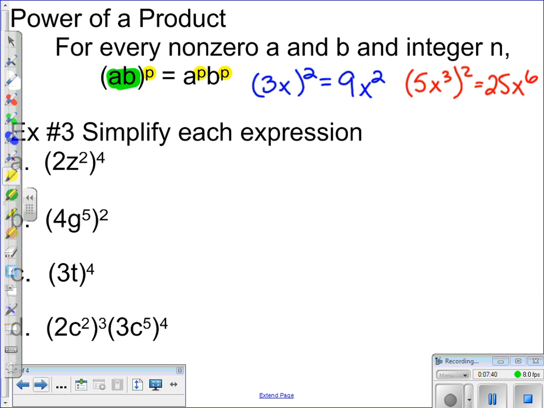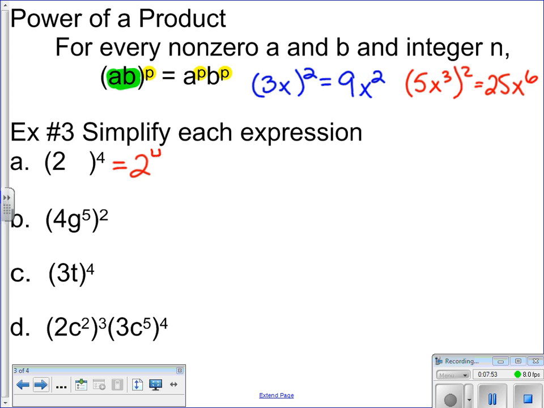Now, the easiest way to work this out is to do it one part at a time. So just for the moment in A, forget about the z and only focus on the 2. There's a 2 with an exponent 4. So that's going to be 2 to the 4th. Your calculator will tell you that 2 to the 4th is 16. Now, for the moment, let's forget about the 2. z squared to the 4th power. When you have two exponents there, you need to multiply them. So that makes z to the 8. So your final answer is 16z to the 8.